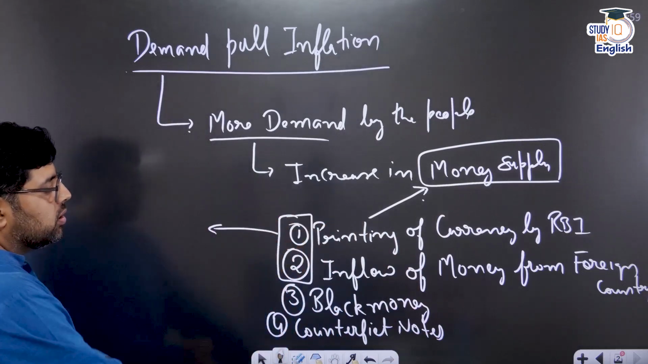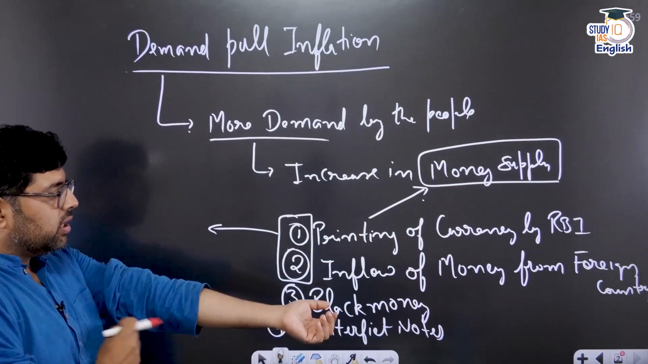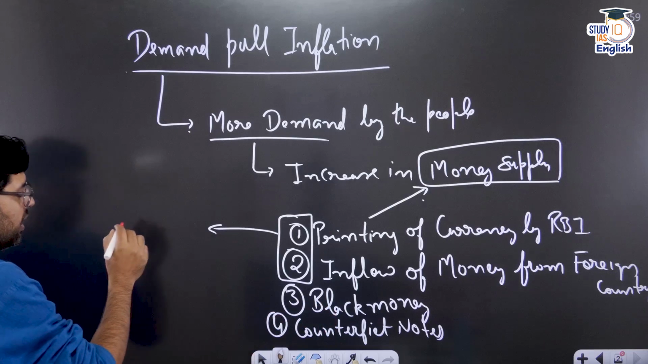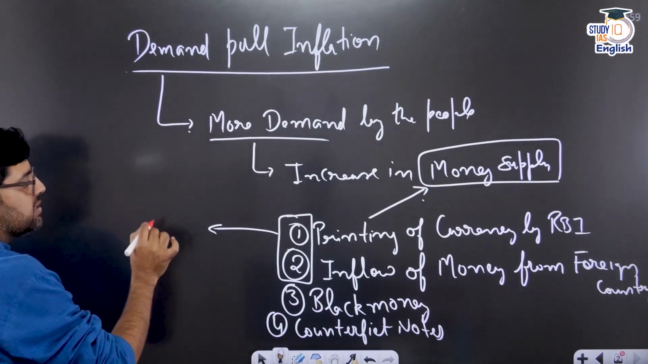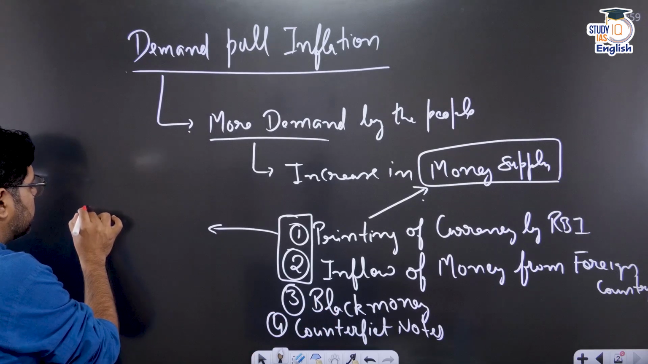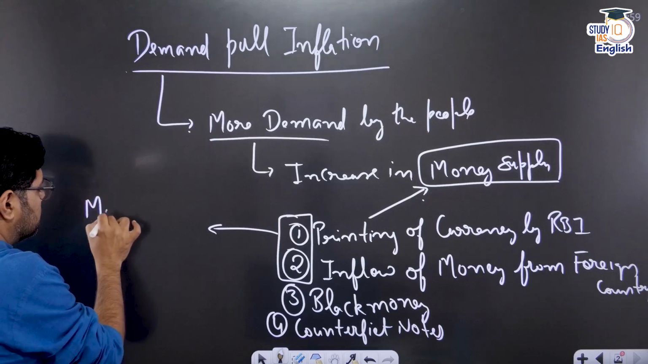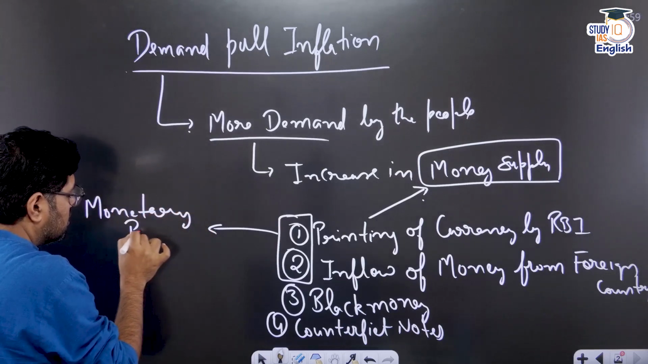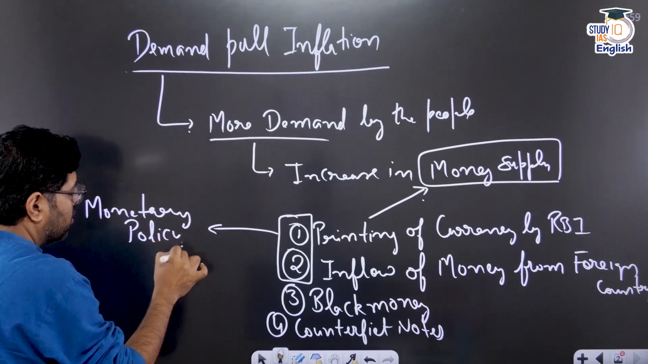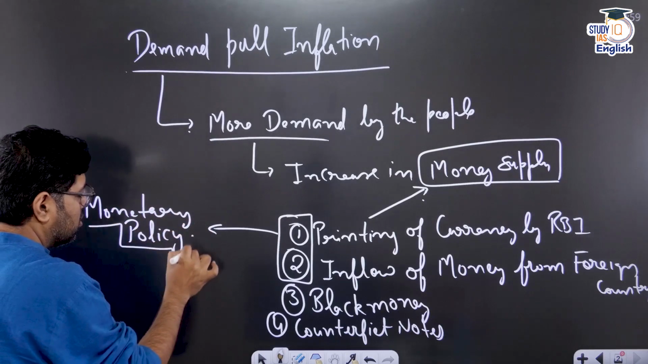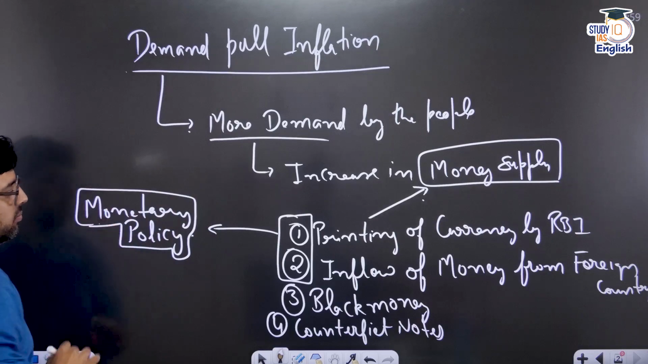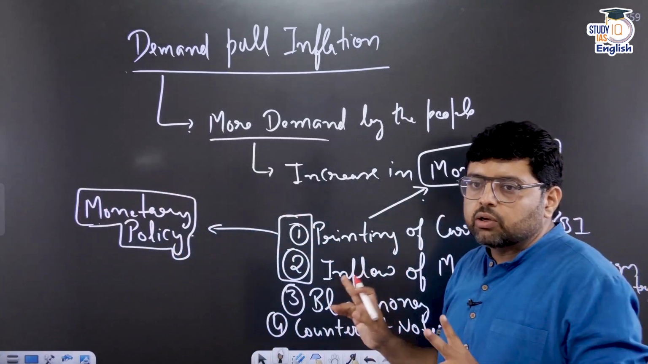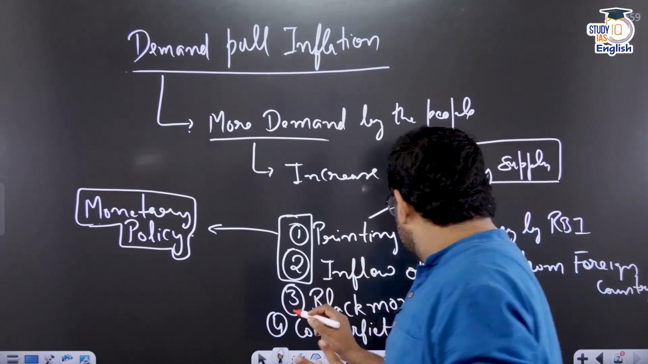Now when we talk about printing of currency by RBI or inflow of money from a foreign country, no doubt for that we have a proper mechanism to control it, and that proper mechanism is monetary policy. So here comes the role of monetary policy. Monetary policy plays a major role here. So here is the role of monetary policy that you have to remember.